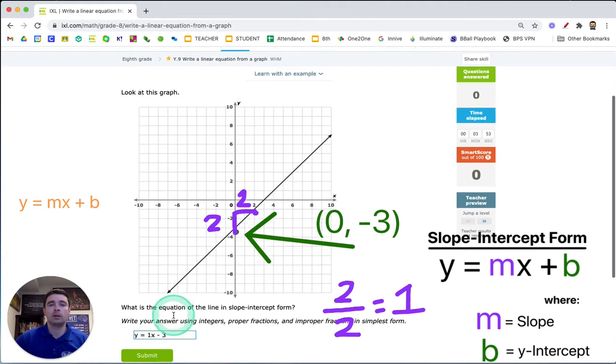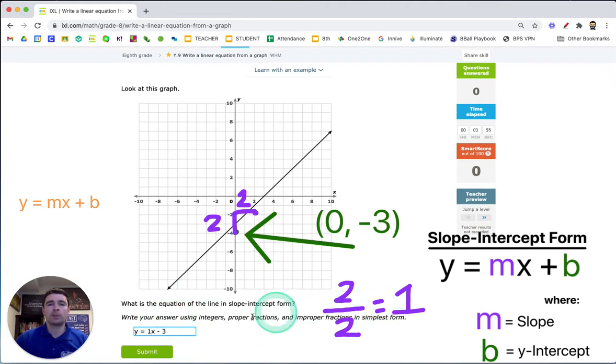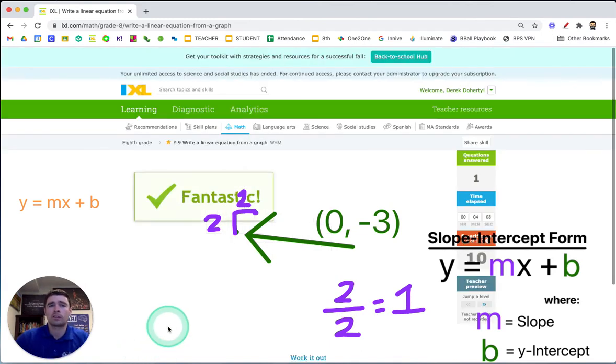If we want to go even one step further, IXL would accept this answer, but I'm going to go ahead and delete the 1 because you may remember from Miss Ogagba and Mr. Neville last year that when we have 1x, we usually just simply put it as x. Anytime we see x, it means there is 1x.